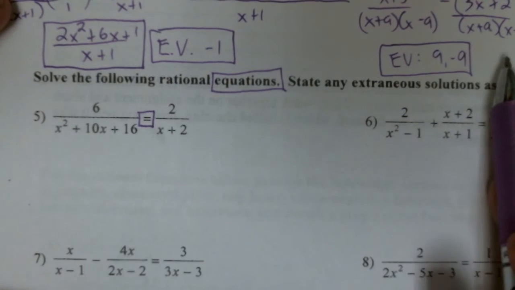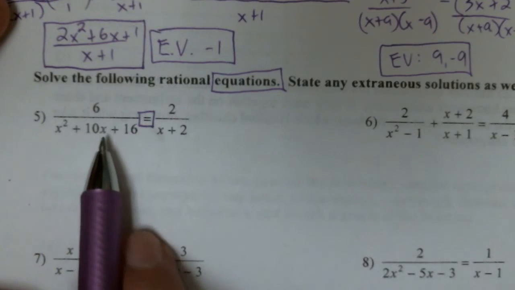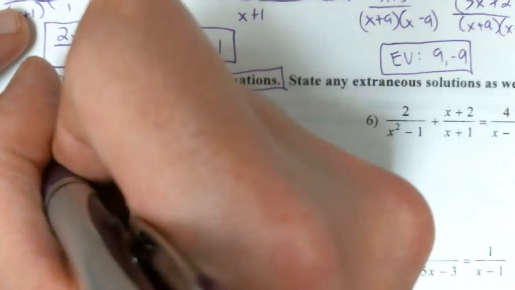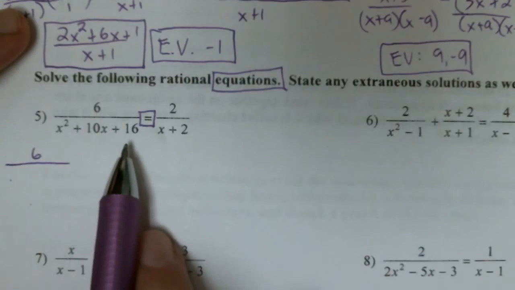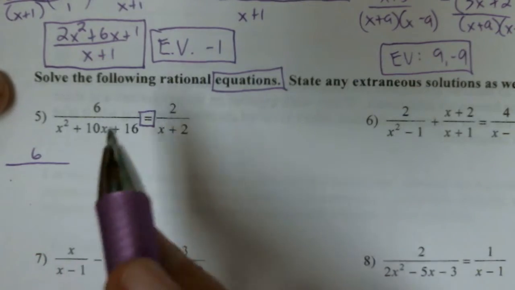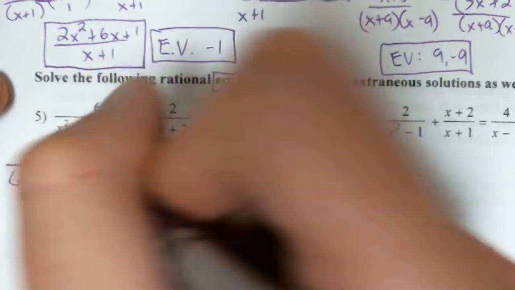All right, so the way that we're going to do this is we're still going to use the same concept and process that we used with the rational expressions, the operations with getting a common denominator. To do that, I'm going to factor everything that I see first. Over here, I'm just going to write the 6 in the numerator. What are the factors of 16 to add to 10? That is going to be 2 and 8. So this will factor as x plus 2 times x plus 8.